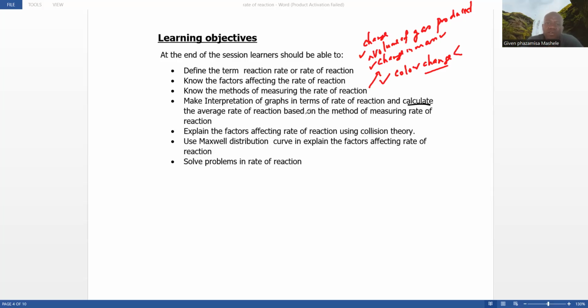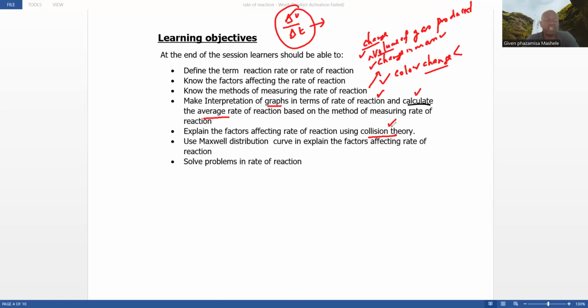Then we also looked at how to interpret graphs, checking which reaction is faster than the other in terms of gradients. The steeper the gradient, the steeper the graph, the faster the reaction. And again, we looked at how to calculate the average rate of reaction. In looking at the changes in volume, we look at the change in volume over change in time, which we can define as the rate of change in volume. We can also look at the change in mass.